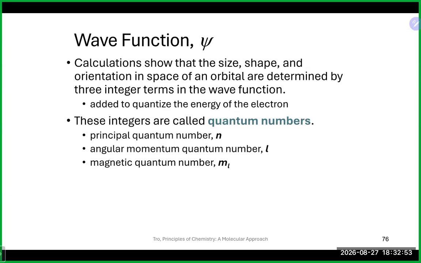We're going to talk about each of these individually and what they represent. One of the quantum numbers is something we've seen already, which is the principal quantum number. That is n. That is essentially, as we've been talking about, the energy level.